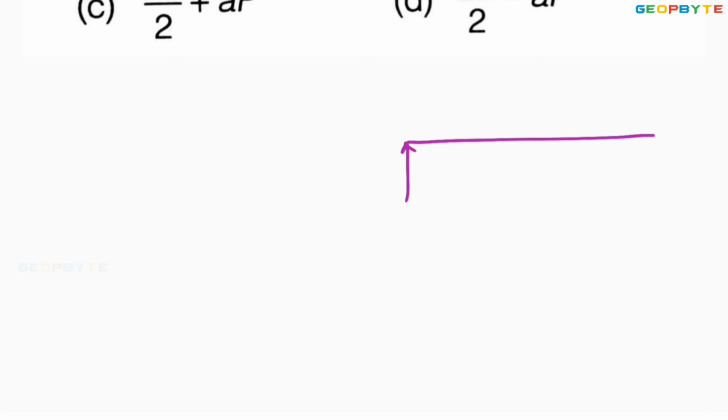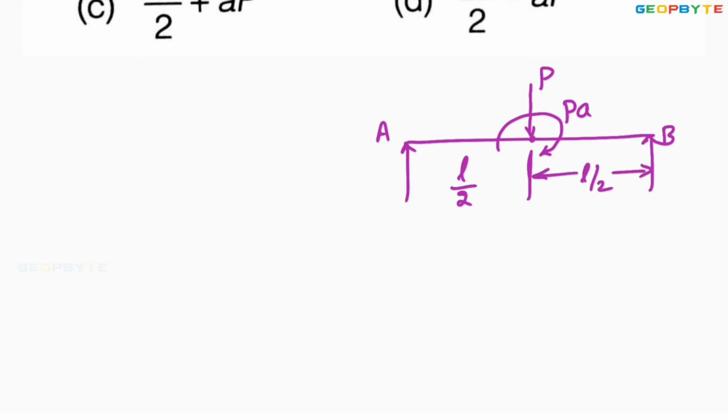This is the simply supported beam A, B, and exactly at the center the point load is there with a magnitude P, and a clockwise moment is there. That clockwise moment equals Pa. This is half of the length and the other side is also half of the length. To find the maximum bending moment, you need to find the reaction at A and reaction at B.